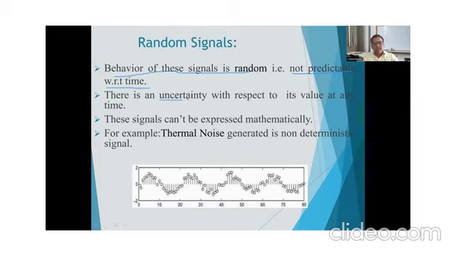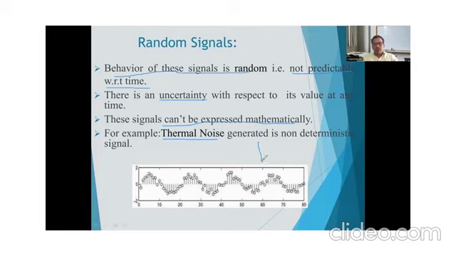There is an uncertainty with respect to its value at any time. These signals can't be expressed mathematically. For example, thermal noise. The best example of a random signal is thermal noise.